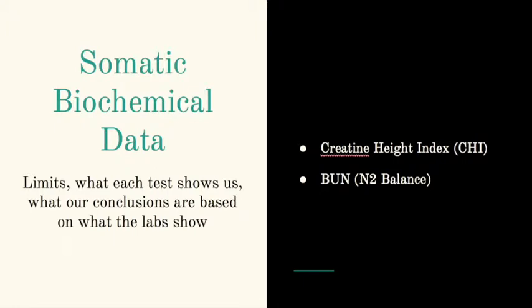Protein assessments have two main compartments, which are somatic and visceral. Somatic relates to the skeletal muscle, while visceral relates to the organs, structural components, and blood proteins, such as those that comprise red blood cells, granulocytes, and lymphocytes. Somatic biochemical assessments are often run in conjunction with anthropometric data to help us better determine someone's protein status. The two biochemical tests that are associated with somatic protein assessment are creatinine height index and nitrogen balance.